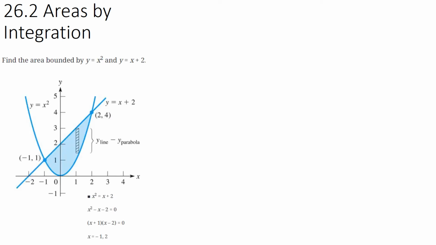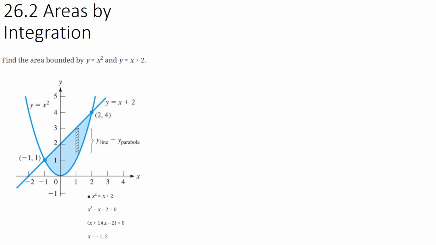So if we want to find areas by integration, we might want to find areas not just underneath a curve, but we might want to find, for example, the area between two curves. So I've got an area that I want to measure, this light blue area in the picture, and it's bounded on the top by a straight line, which is the formula y equals x plus 2, and it's bounded on the bottom by a parabola, which has a formula y equals x squared.